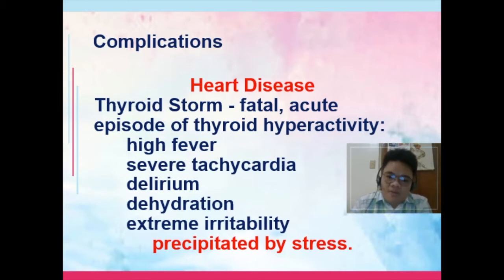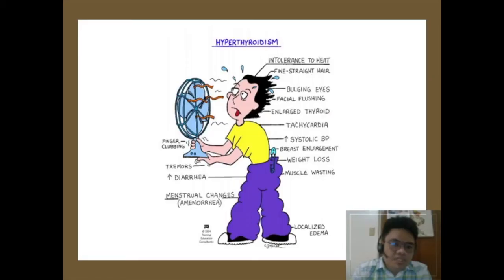Okay? So look at this, all are up. And then instead of confusion or going down neurofunctioning, your patient is manifesting with delirium, which could be an overstimulation of neurologic activity. Guys, look at this illustration. This illustrates how your patient with hyperthyroidism would look like.